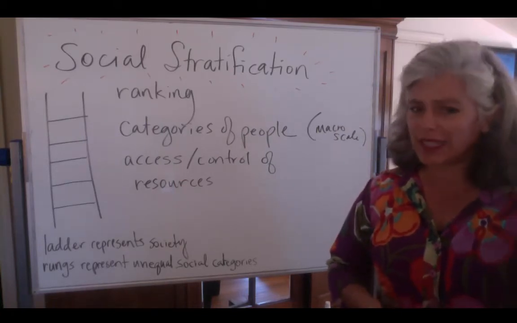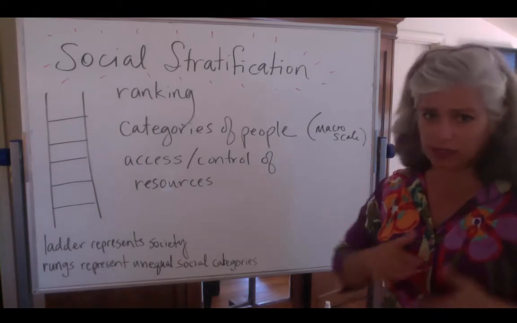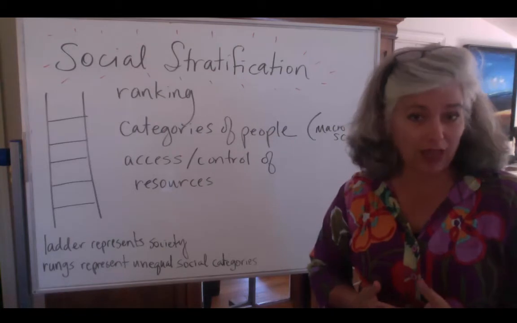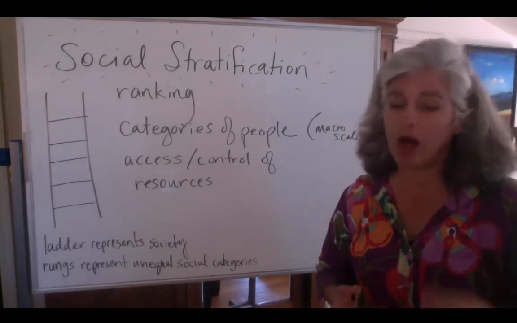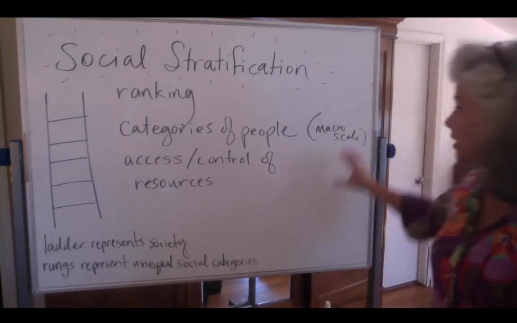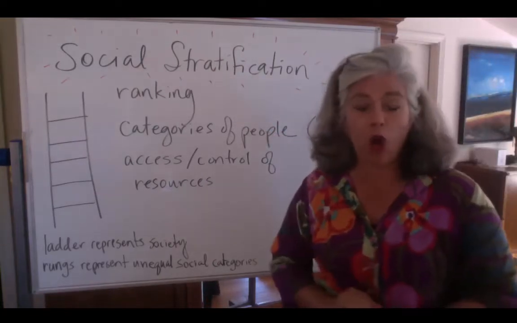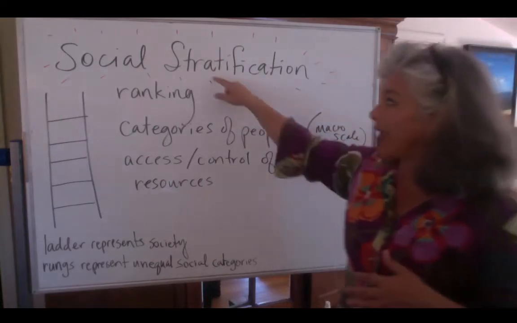So, there is a key word in this entire unit that I don't have on the board, and it's a pretty important key word. That key word is inequality. Social inequality on the macro scale. That's really what we're talking about here when we look at social stratification.